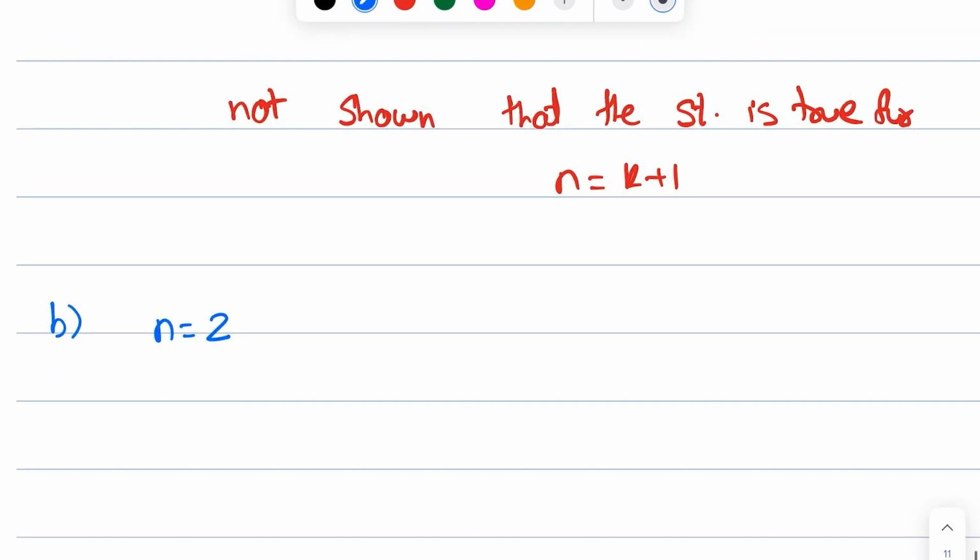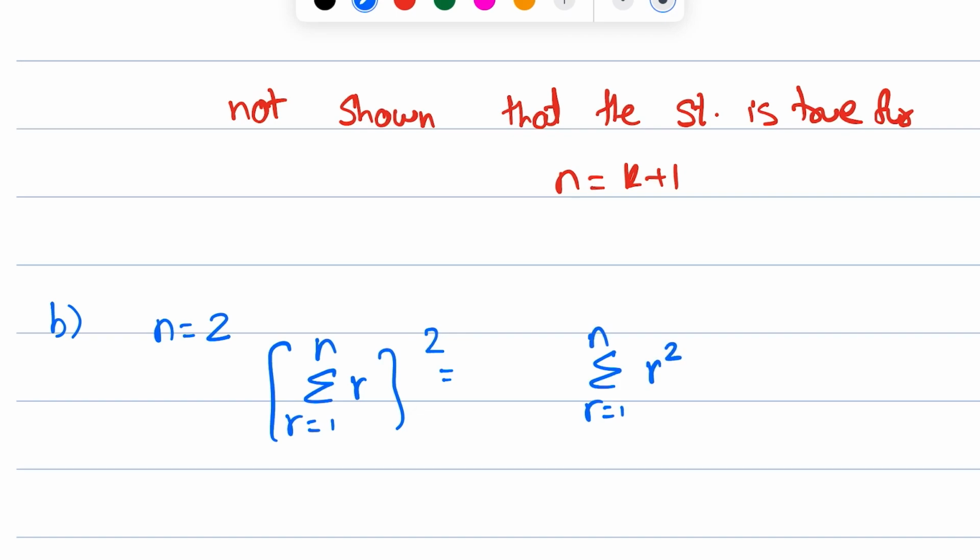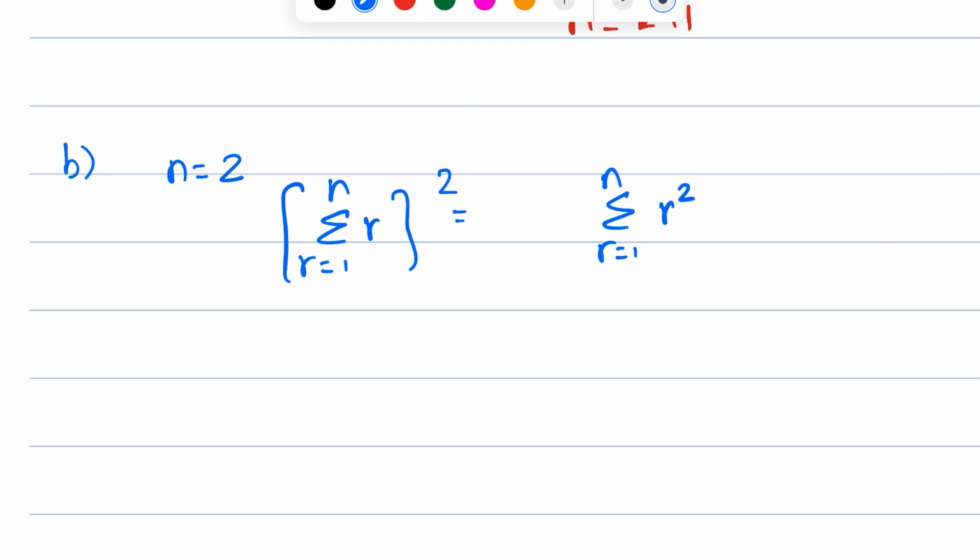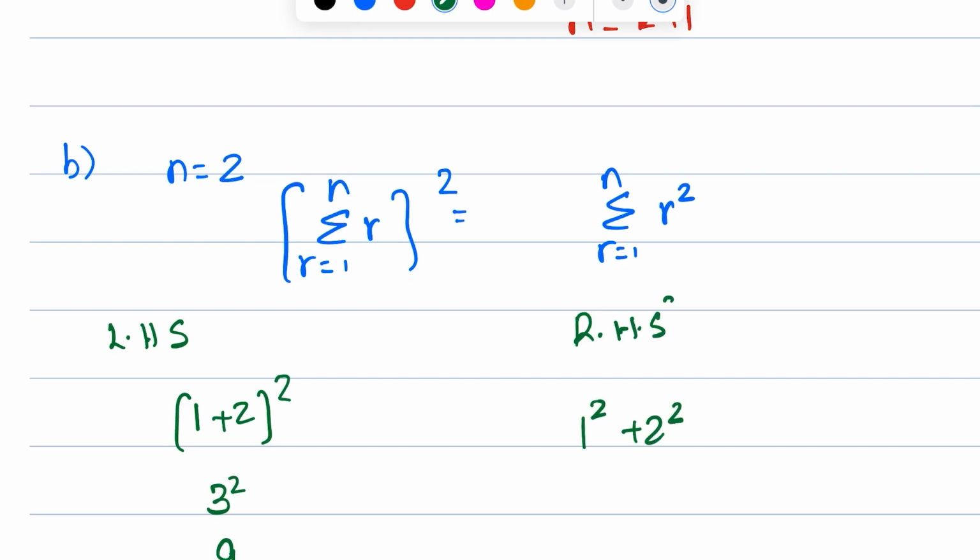N equals 2. So what does that become now? For sigma r equals 1 to n, r whole square should equal sigma r equals 1 to n, r square. For the left hand side, it becomes 1 plus 2 whole square, which is nothing but 3 square, which is 9. For the right hand side, it becomes 1 square and 2 square, because it is r square. So 1 square plus 2 square, which becomes 1 plus 4, which is 5, which is not equal. Therefore, it is not true for n equals 2.